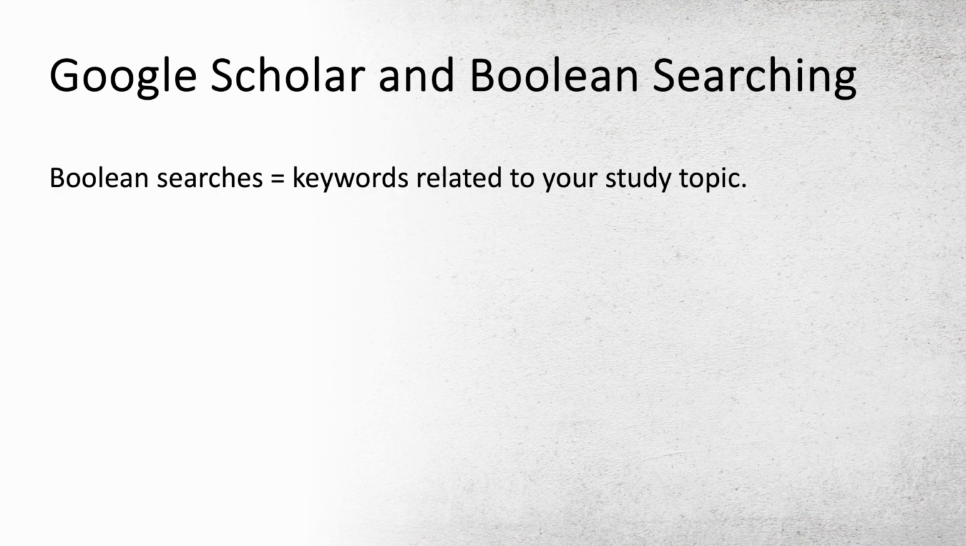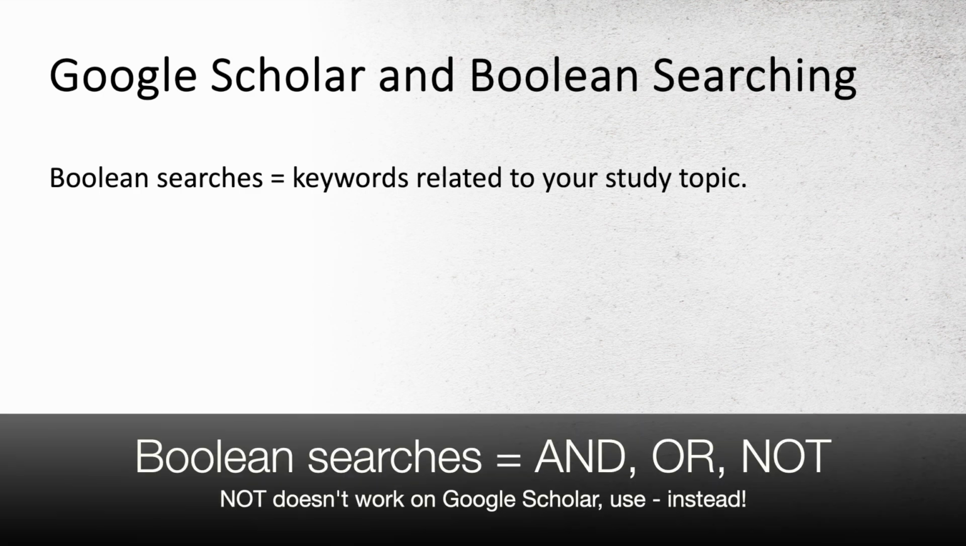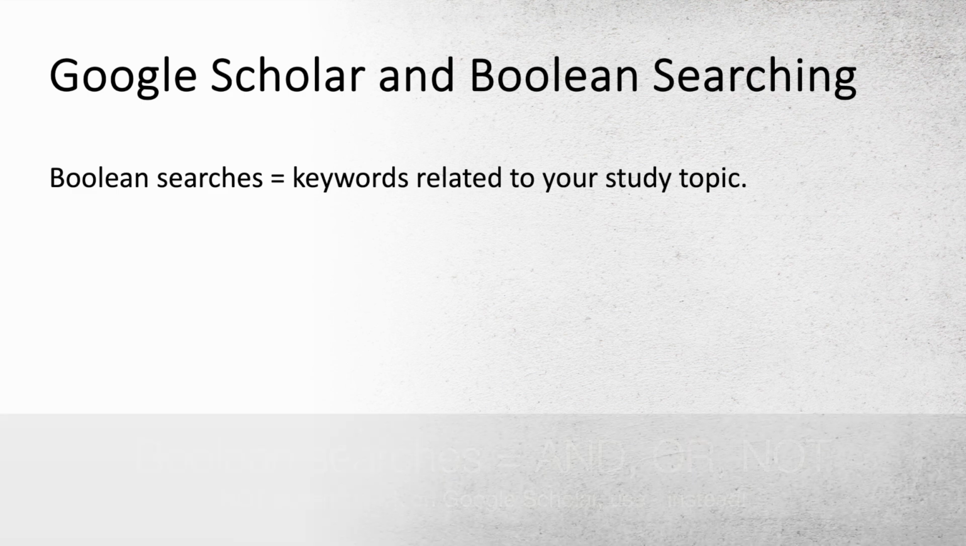Now let's think about Google Scholar and Boolean searching via this database. A Boolean search, as we've just seen, are keywords related to your study topic. They're usually separated by and, or, and the word not. However, the word not doesn't work on Google Scholar. You have to use a minus sign instead.